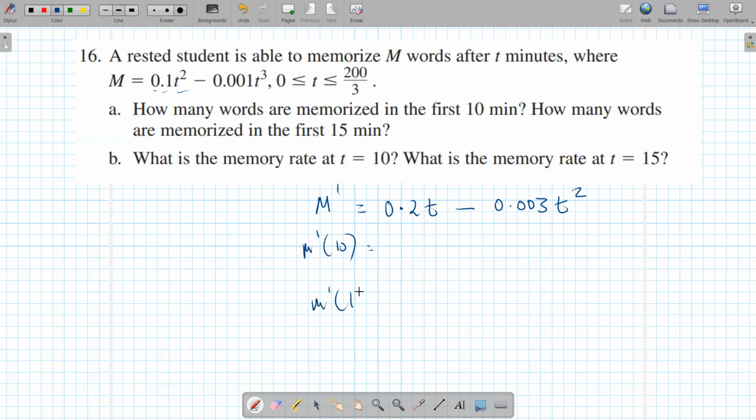So for 10, you just plug that as 0.2 times 10 minus 0.003 times 10 squared. That gives me 1.7. Again, the unit here is going to be words per minute. That's the rate. Let's try 15. So again, replace these two t's with 15. So 0.2 times 15 minus 0.003 times 15 squared. That gives 2.325 words per minute. So he's memorizing more words at 15 minutes than at 10 minutes. That's all that means.